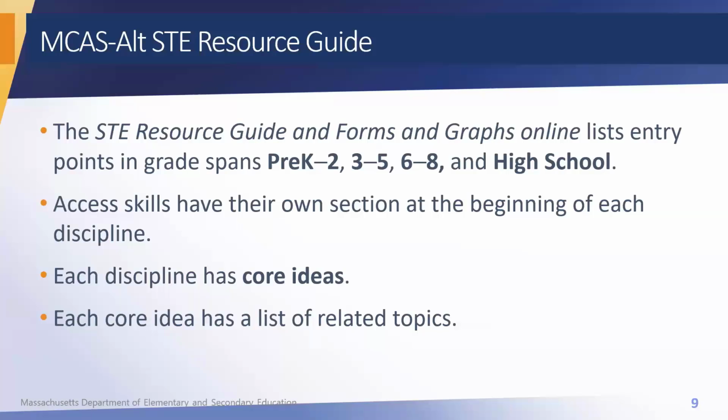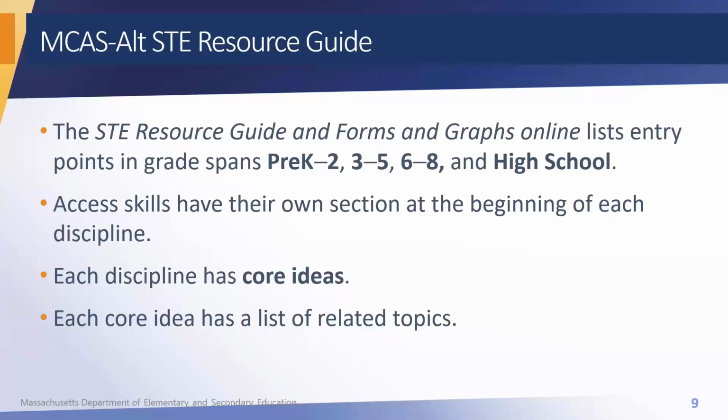And just like the resource guide, the forms and graphs, as well as the skill survey, are all broken down into those grade bands. So pre-K to 2, 3 to 5, 6 to 8, and then high school. And that's how you'll see the resource guide. And when Kevin shows you the forms and graphs online, you'll see that the same is true for that. I also have an example to show you.